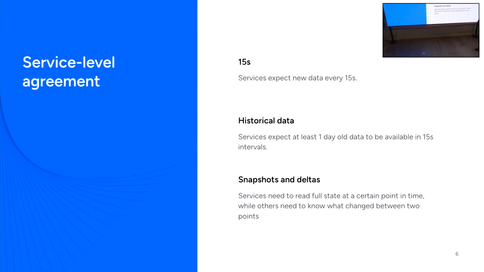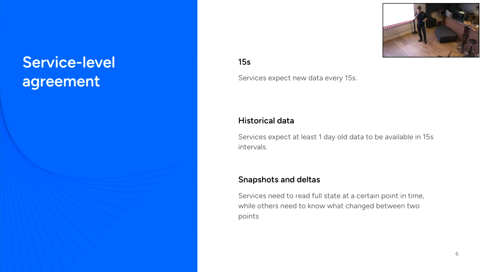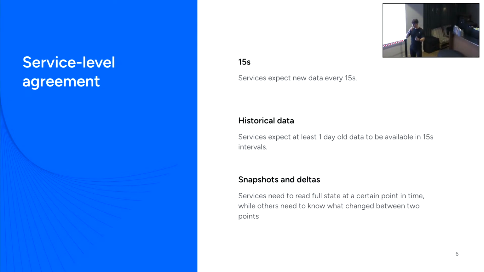First of all, let's talk about the scale challenges and what SLAs were given to us. So first of all, 15 seconds. This is the interval at which all the services expect new data. And 15 seconds is actually an arbitrary number, but it's basically how we saw that the cluster changes meaningfully in 15 seconds, right? Maybe new pods appeared, not just some annotation changed, right?